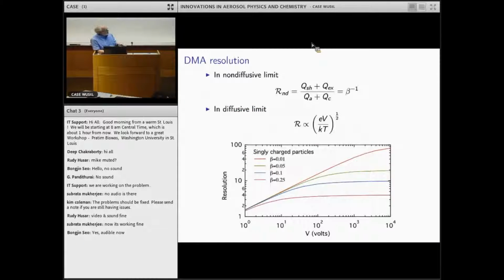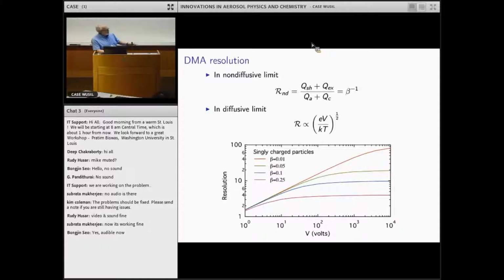And if we look at the DMA, as we go out to high voltage, where migration dominates over diffusion, the resolving power is determined by the ratio of the aerosol flow rate to the sheath flow rate. That's this beta. The inverse of that is the asymptotic resolving power. As we go down to low voltage, the resolving power scales as the voltage to the 1/2 power.